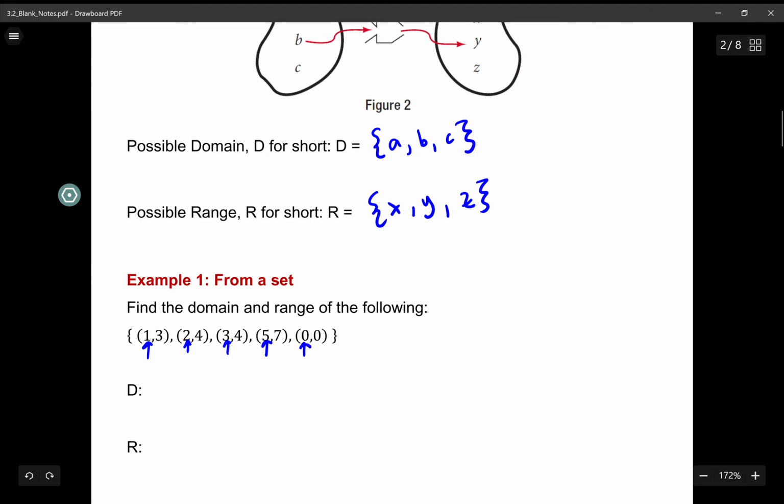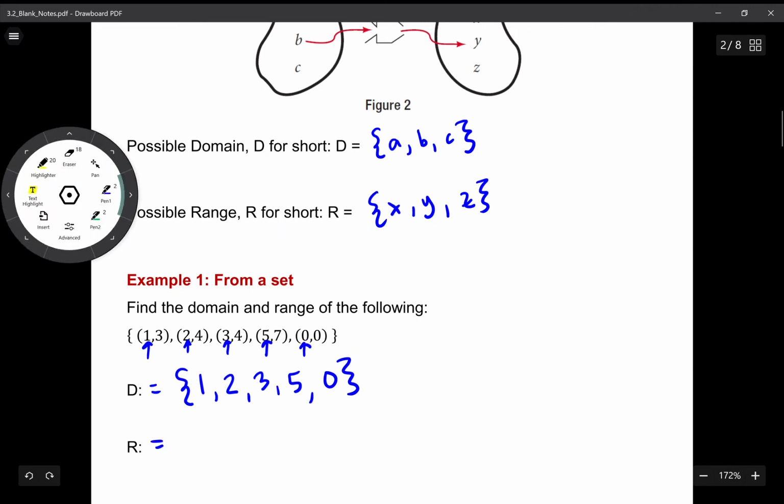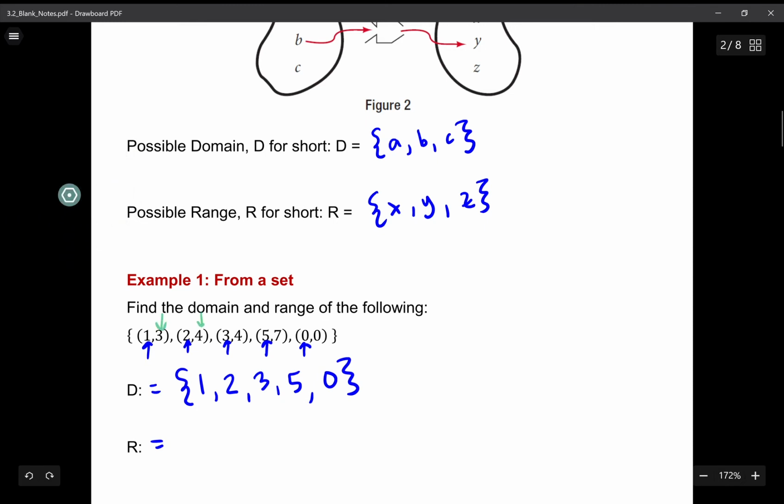And sets are able to be listed in any order, so you can list those in any order you want. 1, 2, 3, 5, 0. My range is all my outputs. So here's my range: 3, 4, 4 again, 7, and 0. 3, 4. I only need to list 4 once, because if it's in the set, it's in the set. So you don't need to list it again. 7 and 0.